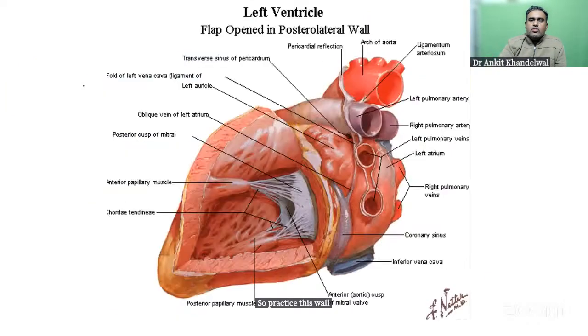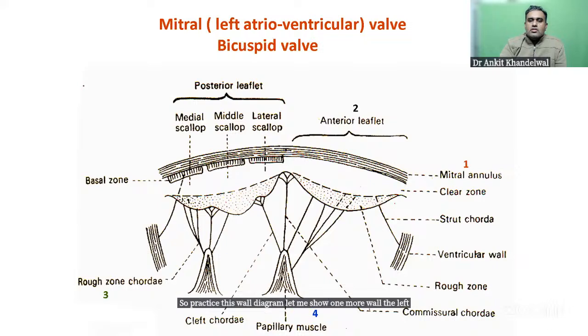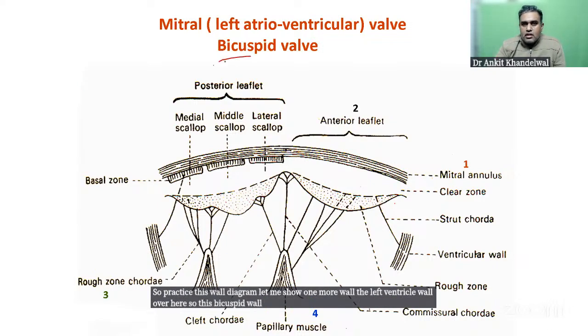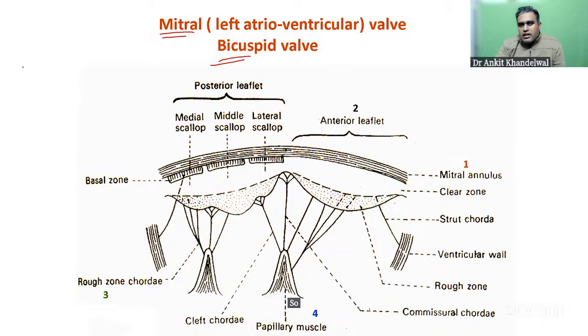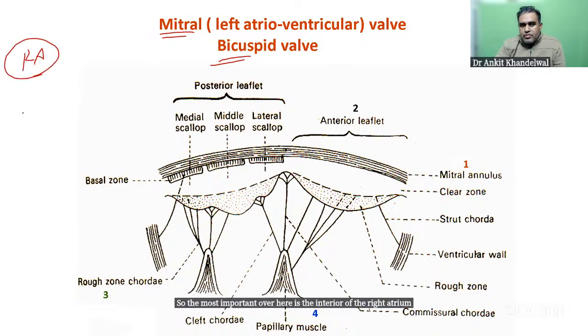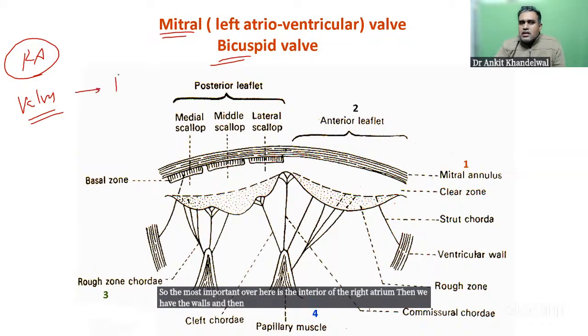Let me show you one more valve, the left ventricle valve over here. So there's the bicuspid valve. Okay, only 2 cusps. That was the right sided. So the most important over here is the interior of the right atrium. Then we have the valves. And then a question might come on the other chambers like right ventricle, left ventricle. But mostly it is the right atrium or the valves that is normally asked.